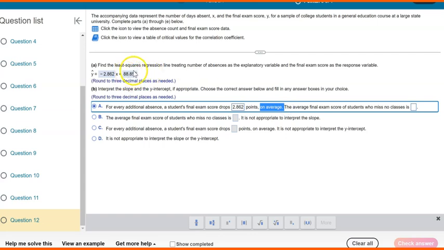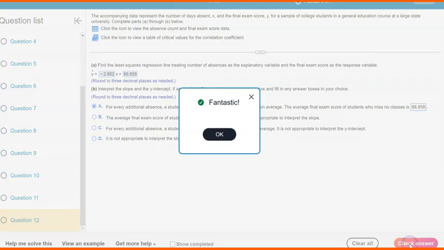And this is the y-intercept. In other words, if x equals 0, this is going to be the predicted y value, correct? Because if x equals 0, put the 0 in the equation, you get y hat, which is the y-intercept. In other words, if x equals 0, meaning the student has no absence, the final exam score is 88.858. The average final exam score of the students who miss no classes is 88.858. That's the interpretation of the y-intercept.